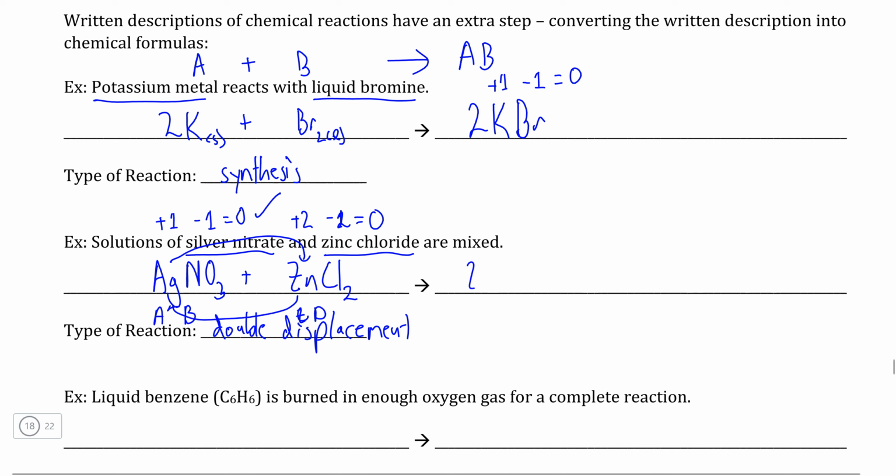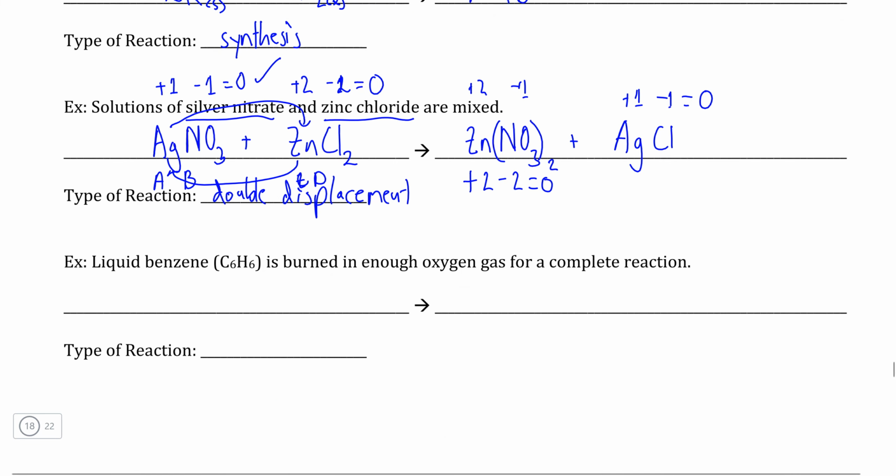So zinc is now paired with nitrate, and since we've already looked up the charges, we need 2 nitrate here because zinc has a charge of +2, and therefore nitrate's charge of -1, if we multiply that by 2, +2 minus 2 is 0. And then we can see that silver is now paired with chlorine, and because each of them have a charge of +1 and -1 respectively, we can see that our chemical formula is fine, and all that we need to do is balance this reaction.